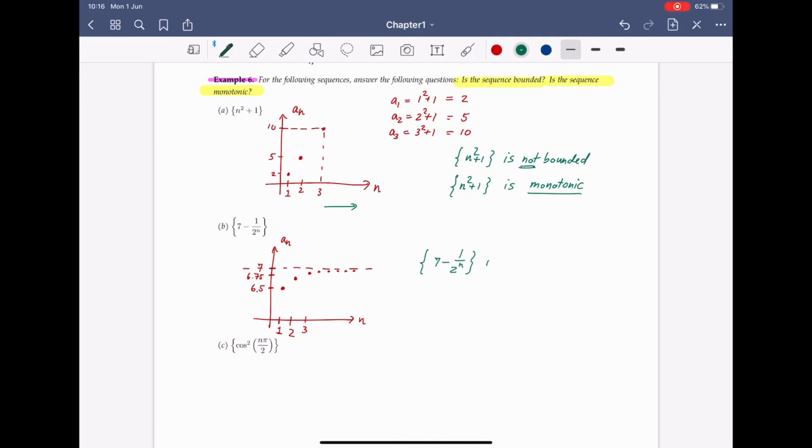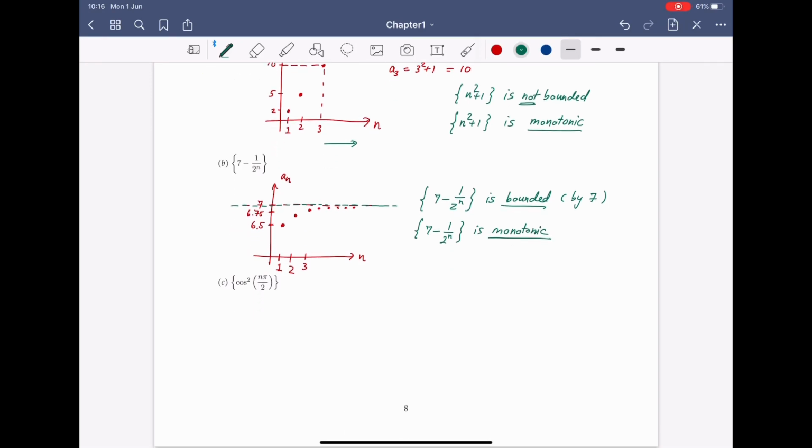This is bounded. You can say this is bounded by 7, right? Because you have the line y equal to 7 here to cap your sequence, so the value of a_n will not exceed 7. And then also, 7 minus 1 over 2 to the n is monotonic as well, because it goes in one direction.